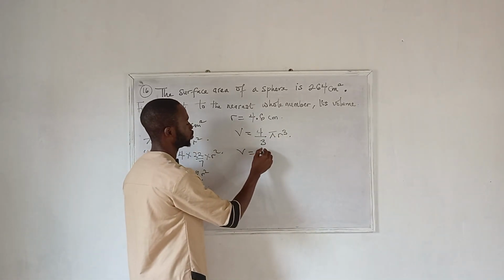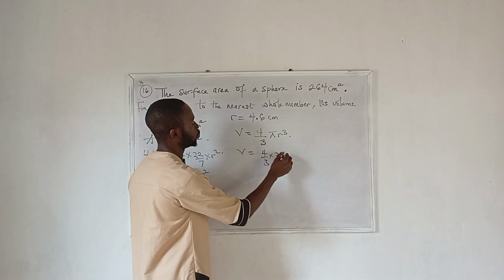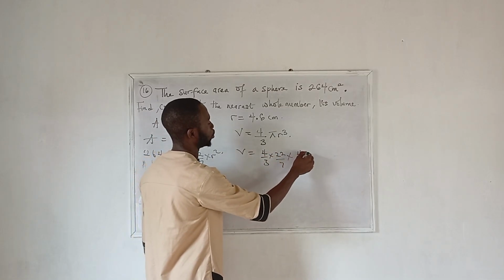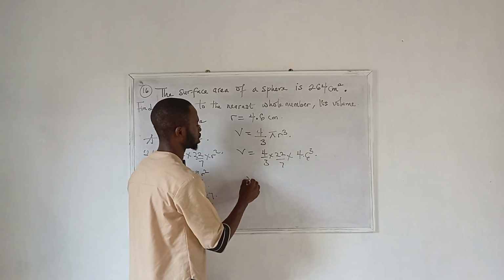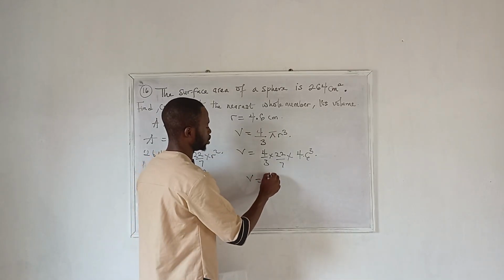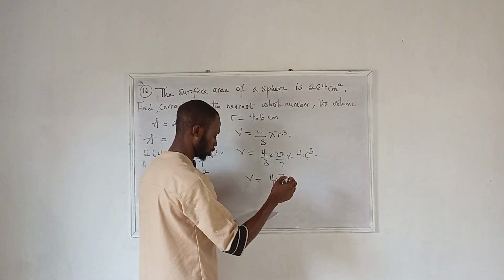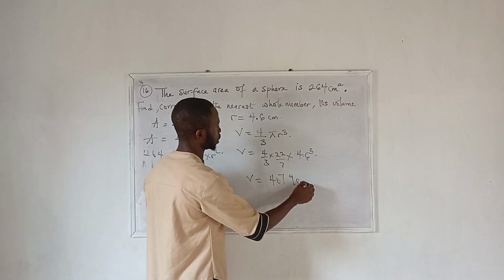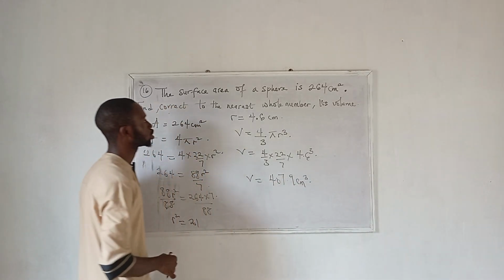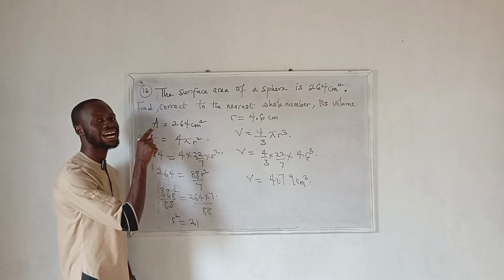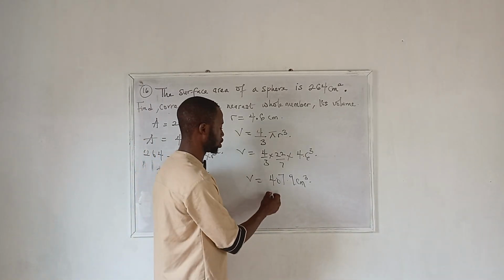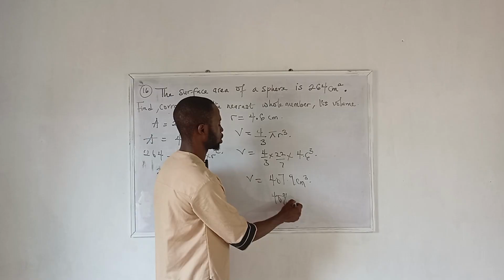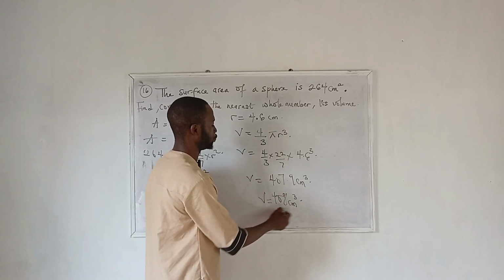So we have volume will give us 4 over 3, 22 over 7 times 4.6 raised to the power of 3. Is that okay? So the final answer, if we multiply everything together, gives us 407.9 centimeter cube. But we are asked to round to the nearest whole number, so you approximate it, then you have 408 centimeter cube as our volume.